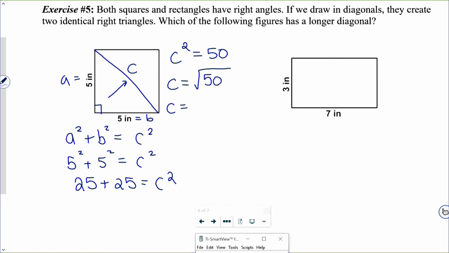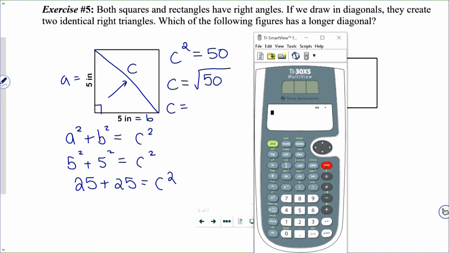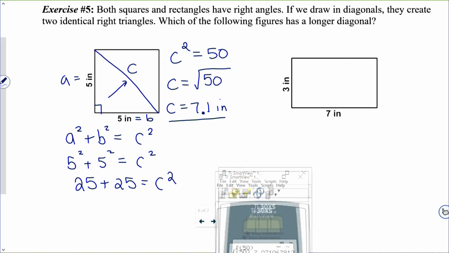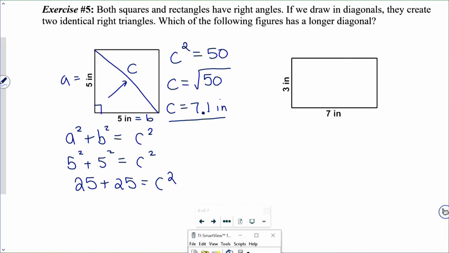So remember, all I'm really trying to do is figure out which one's got the longer diagonal. They didn't really say to round to any amount here, but maybe we'll just round to one decimal place and say 7.1 inches. Again, by comparison purposes, that should probably be good enough.